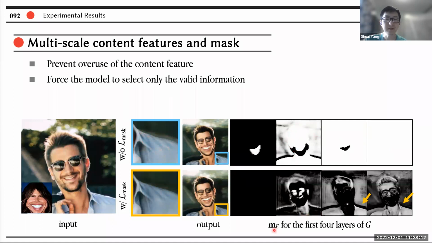By comparison, the mask loss imposes the sparsity of the mask, enforcing the model to select only the valid information, like the clothes, the background, the hair, to generate more plausible results, avoiding the ghosting artifacts. You can see that the edges of the clothes have low values in the mask.